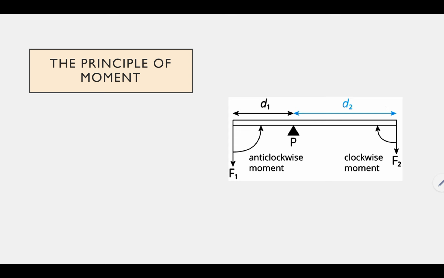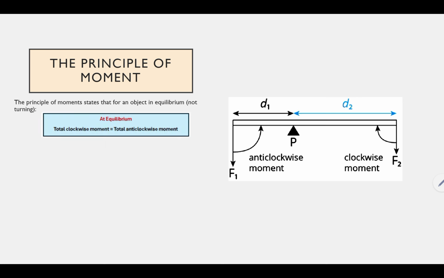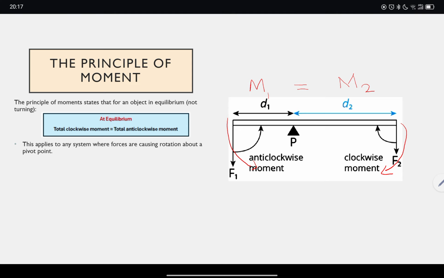Now let's take actual examples and compare. The principle of moment states that for an object in equilibrium, what do you mean by equilibrium? Equilibrium means balanced. So if the object is at equilibrium, that means that the moment on the left should be equal to the moment on the right. So the total clockwise, which one is clockwise? 2 or 1? 1 should be clockwise, right? Or 2? Of course, 2 is clockwise and 1 is anti-clockwise.